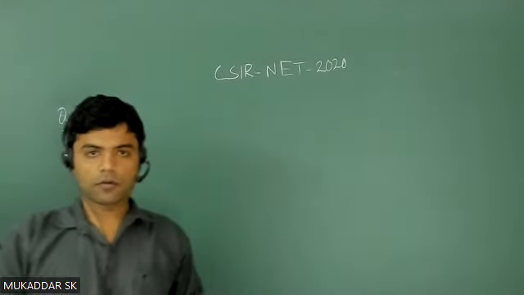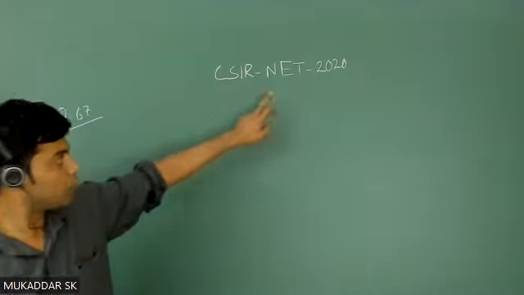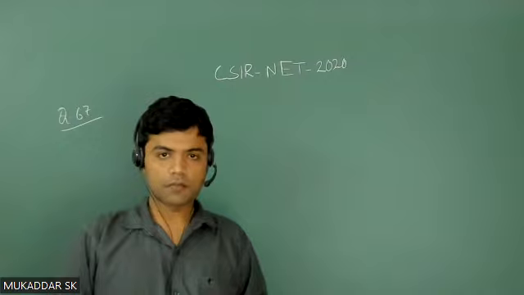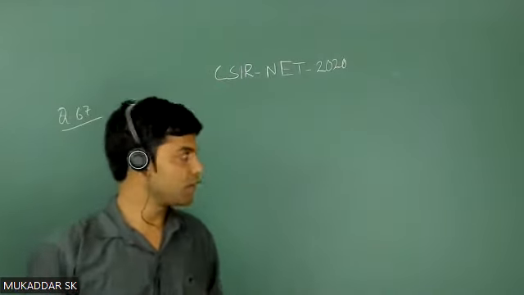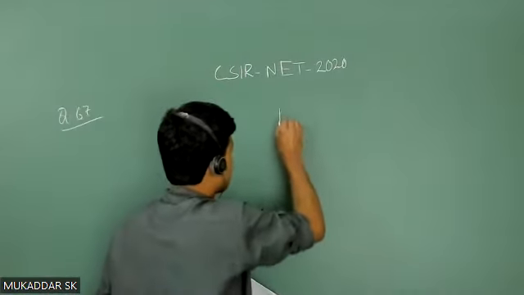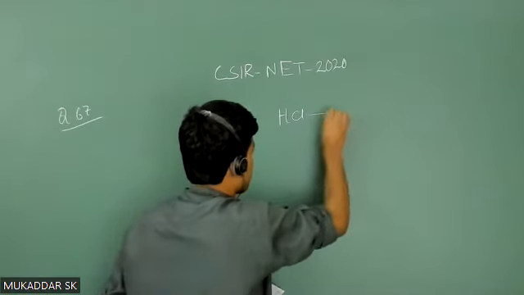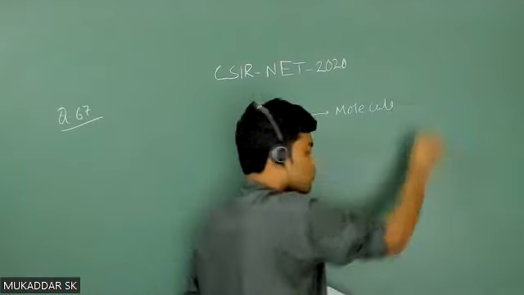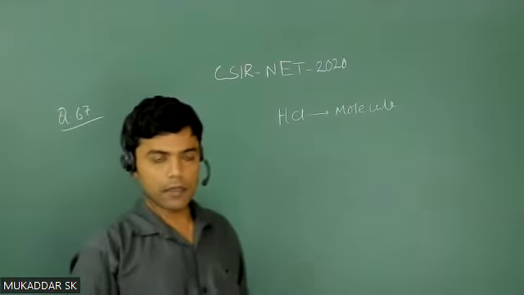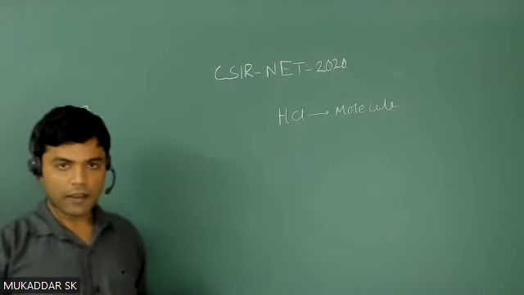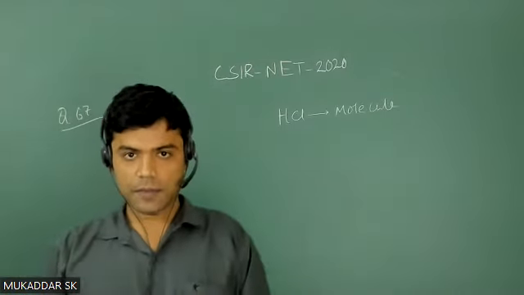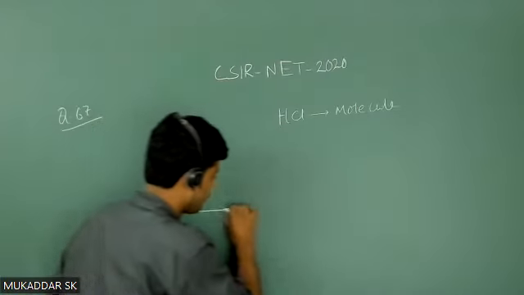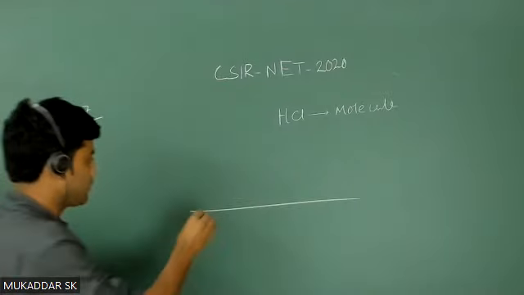Hello students, today we are going to solve a question from CSIR NET 2020, question number 67, and this is basically from molecular physics. In that question, it is given that the HCl molecule shows pure rotational spectra, and also that the first 5 absorption lines in the rotational spectra are given. The locations of the first 5 absorption lines in the absorption spectra are given.